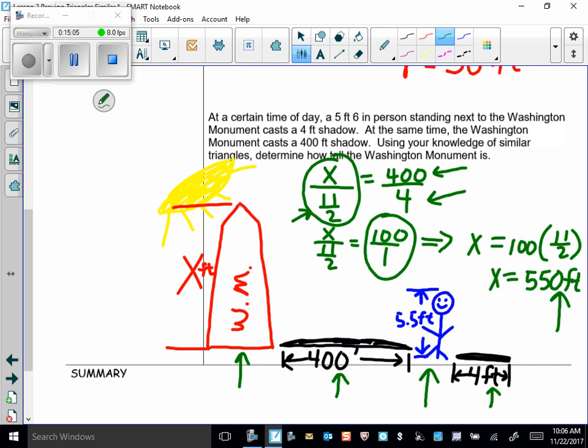And it's really interesting, if you are interested in things like this, if you will read up on why that's the height of the Washington Monument. I think you'll enjoy that bit of history. So that's it. Please summarize your lesson at the bottom, and we'll see you next time.